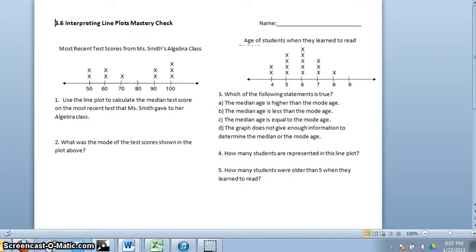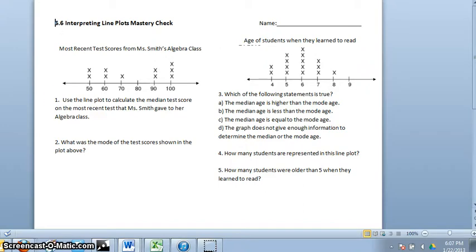6.6, Interpreting Line Plots Mastery Check. Number 1, use the line plot to calculate the median test score on the most recent test that Ms. Smith gave to her algebra class. So we want to find the median, which is the middle score.